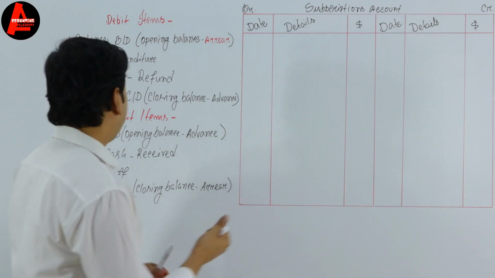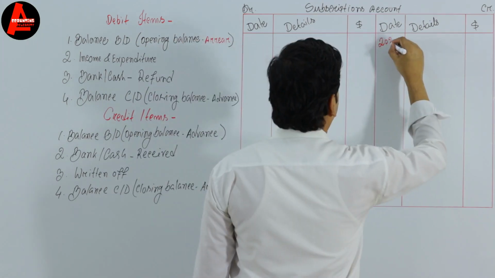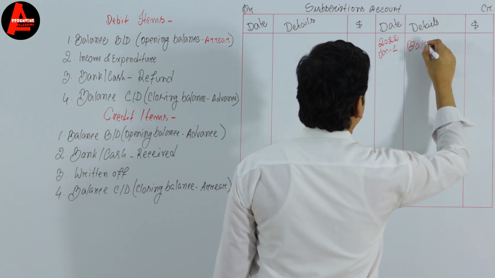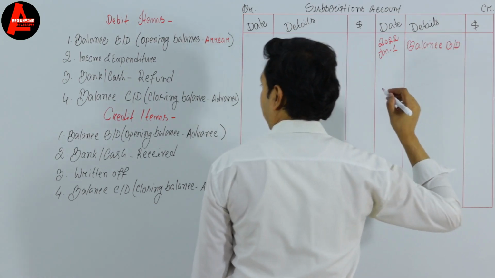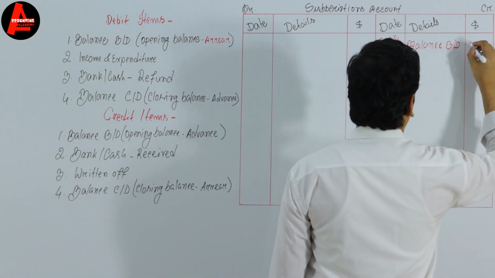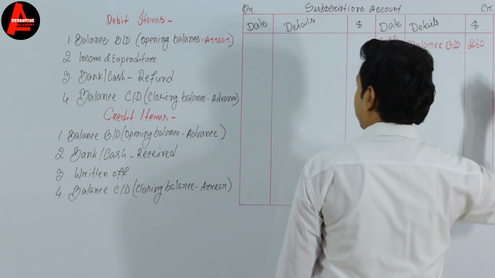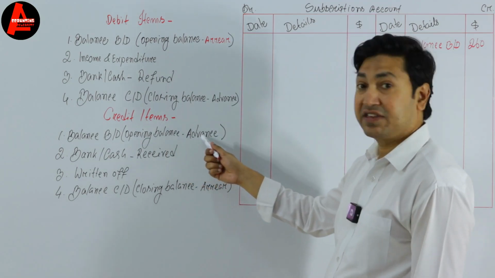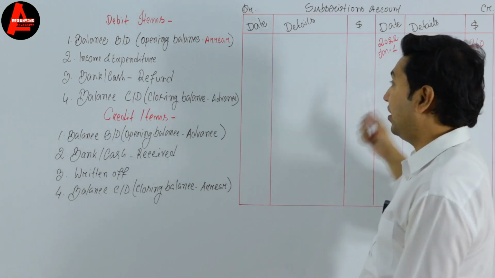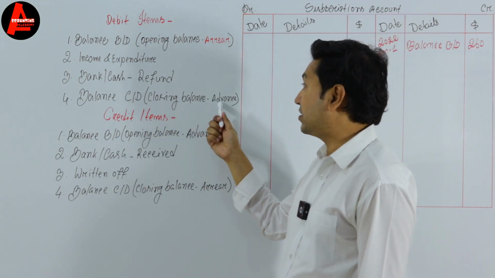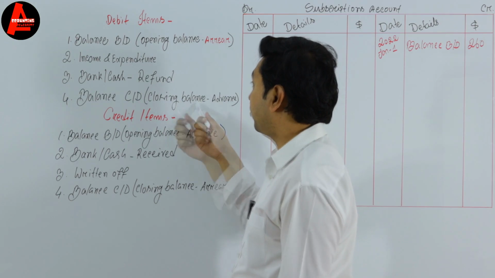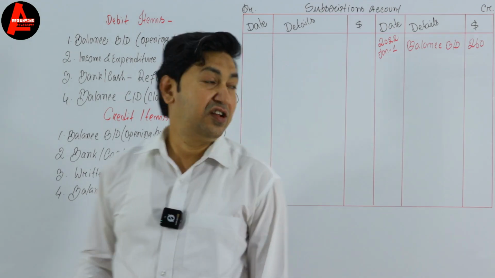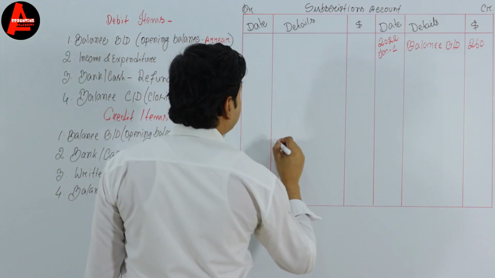We will write here the date first, 2022, January 1st. We will write here balance BD. The amount in the question is $260. Now here we wrote this one, opening balance on the credit side, advance $260. Now here we have another advance. Its closing balance will appear as balance CD on the debit side. So let us write here balance CD.